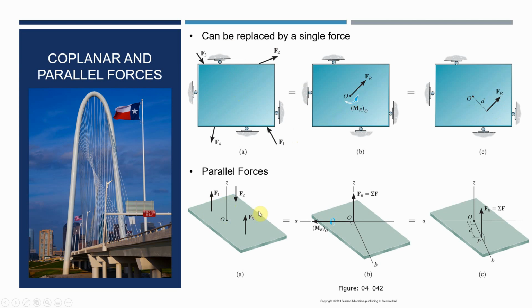Parallel forces. You're going to have a resultant force, which is going to be along the z-axis in this case, point O. Or it's going to be parallel to the z-axis. It might be off the z-axis. And here's the moment is going to be in the xy plane. All the forces are parallel to the z-axis. The moment's in the xy plane somewhere.